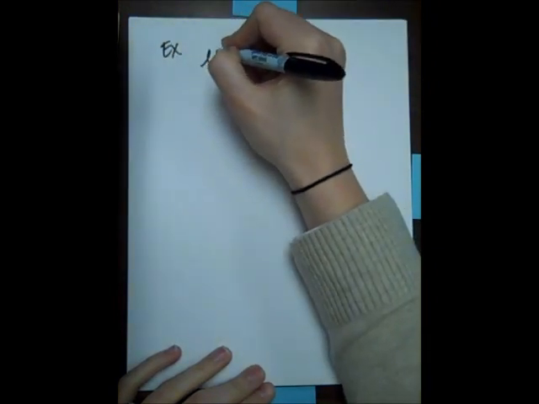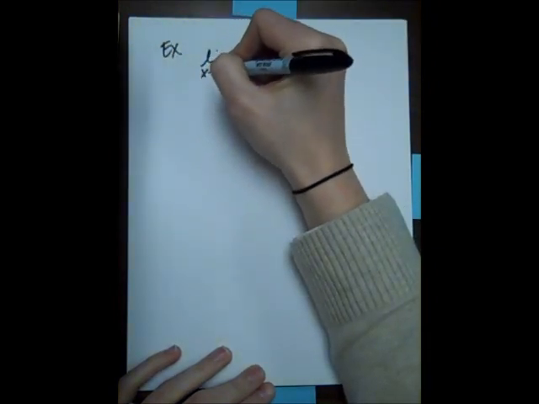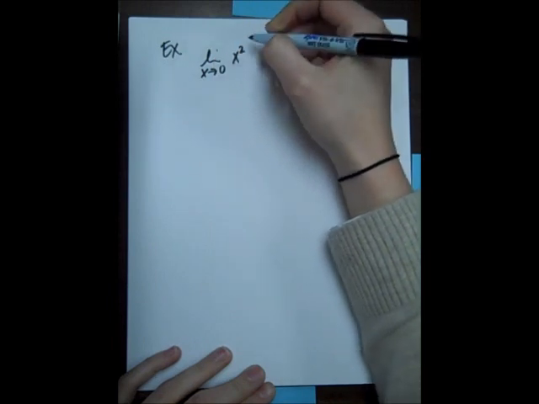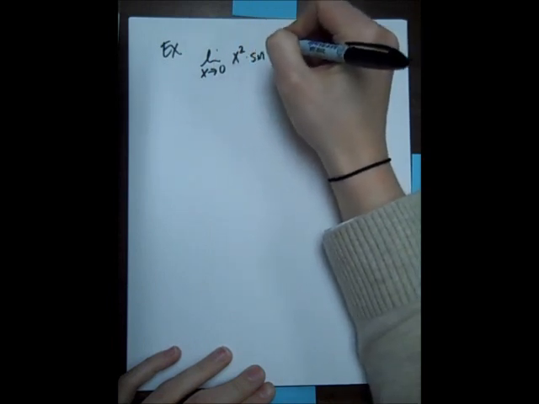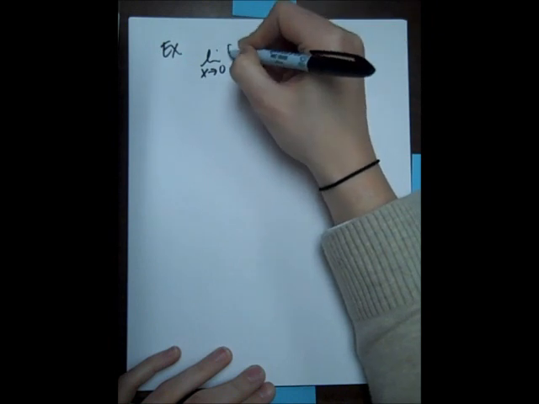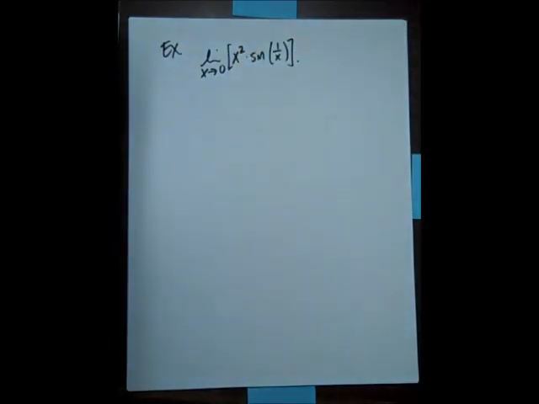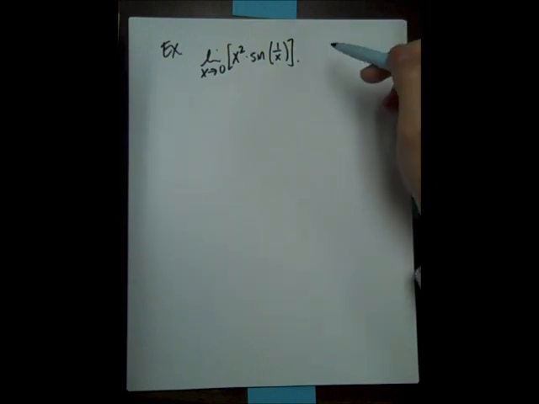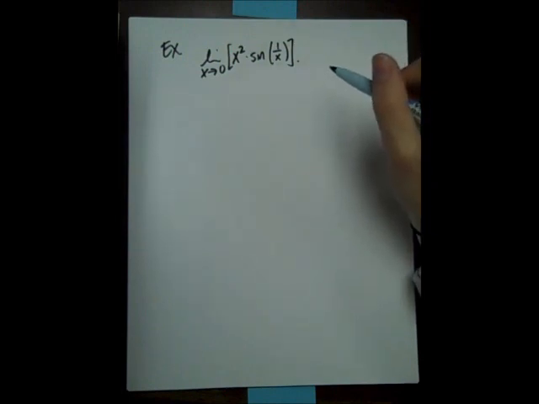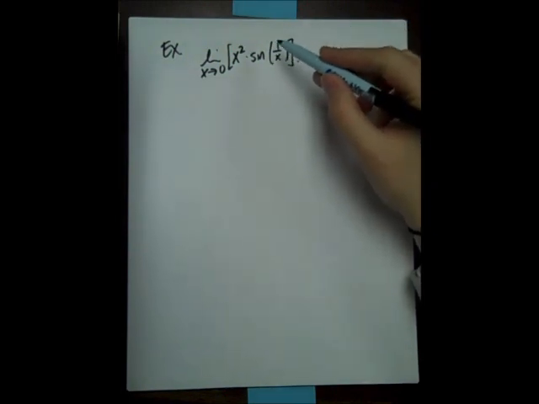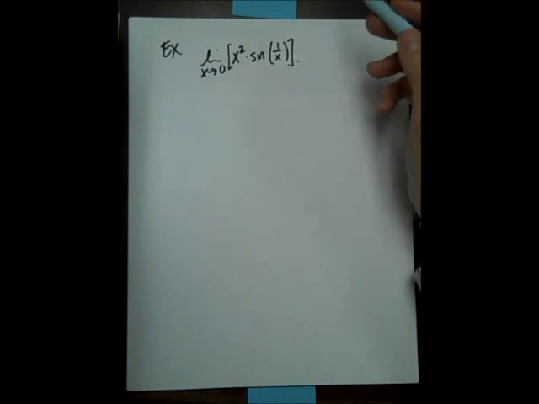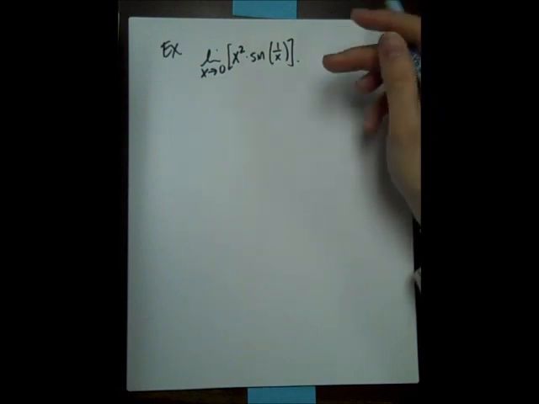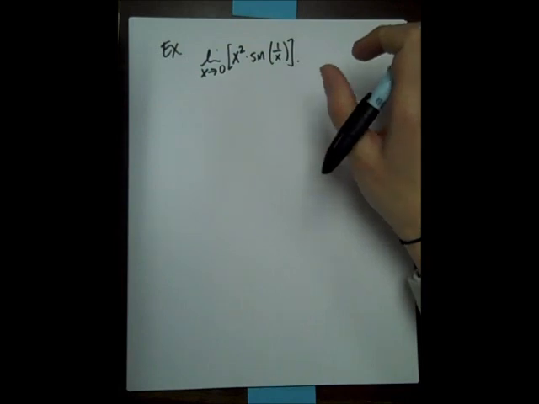Let's say I want to find the limit as x approaches 0 of x squared times sine of 1 over x. We want to know, what is this limit? So the first question to ask is, can I just plug in 0? Well, if I plug in 0, I'm going to be dividing by 0, so I definitely can't do that. So I've got to do something else. Let's try to squeeze this function between two other functions that have the same limit.